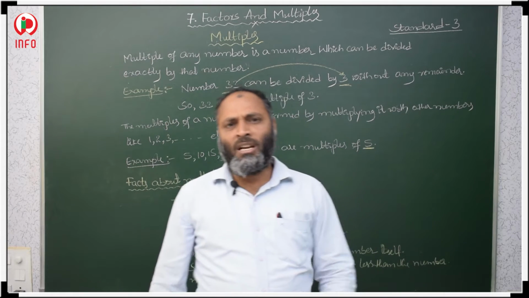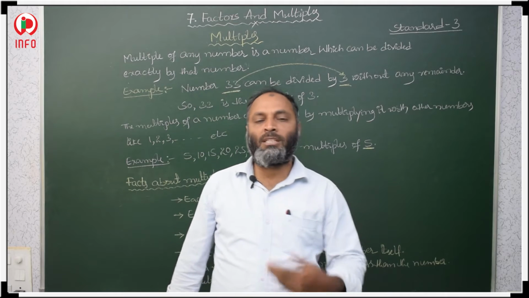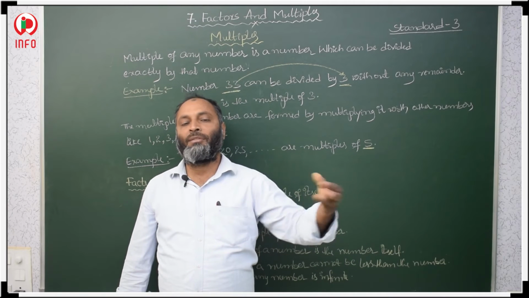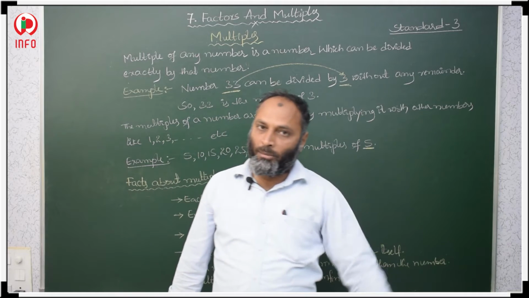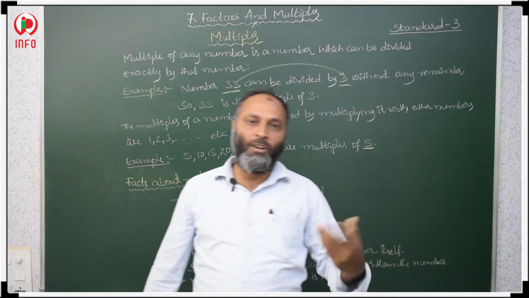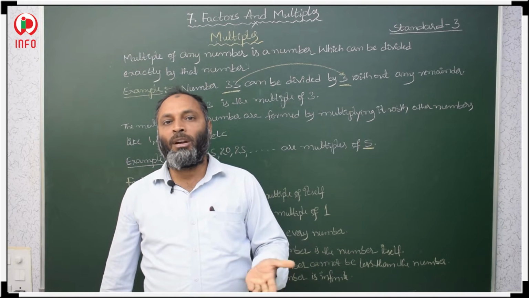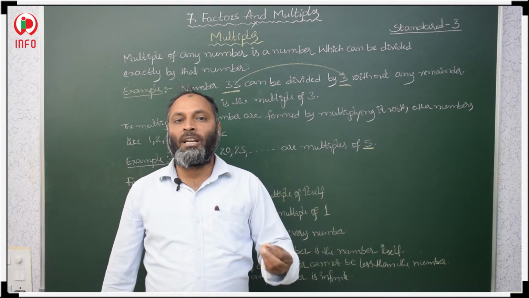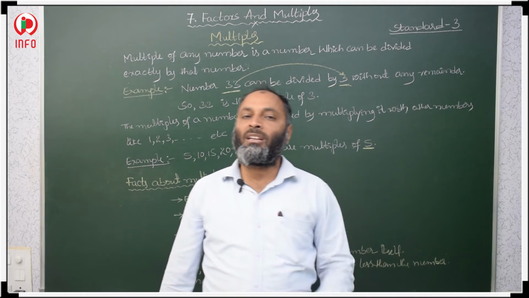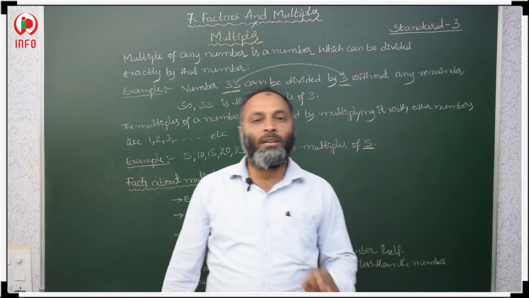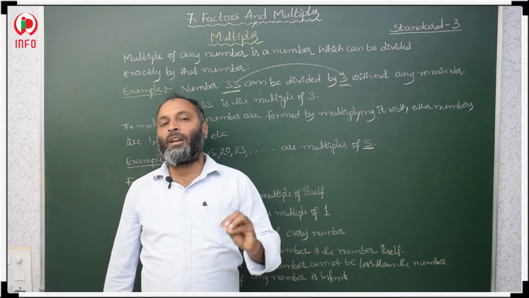Similarly, how do you get multiples of 6? If 6 is multiplied with 1, 2, 3, 4, 5, 6, 7, 8, 9, 10, 11, 12, 13, 14, 15, then you get the multiples of 6. In that way, for whatever number, you multiply it with 1, 2, 3, 4, 5, 6, and so on, and you get the multiples of that number. So every number has infinite multiples.